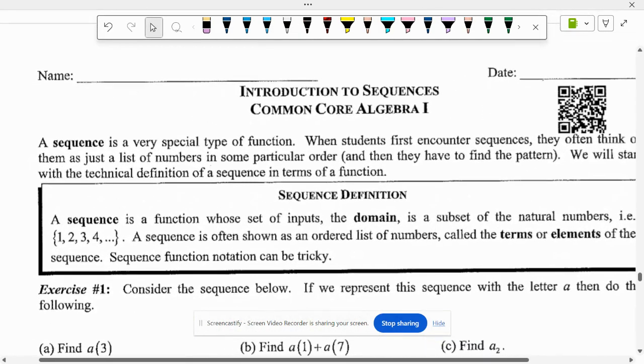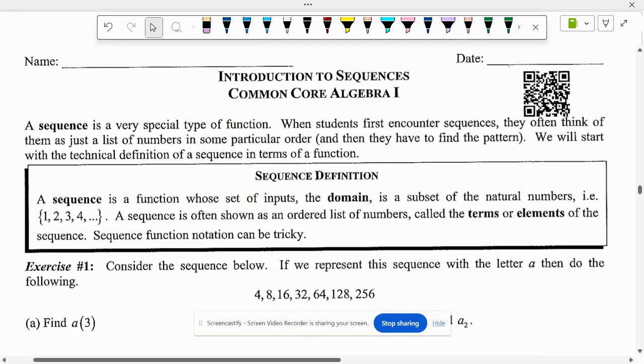Okay. So everybody close your Chromebooks. We don't need any graphing. So today we're going to start talking about sequences. We're going to learn about an arithmetic sequence and a geometric sequence.